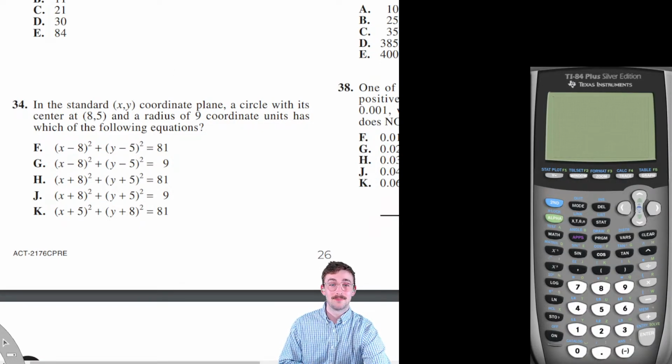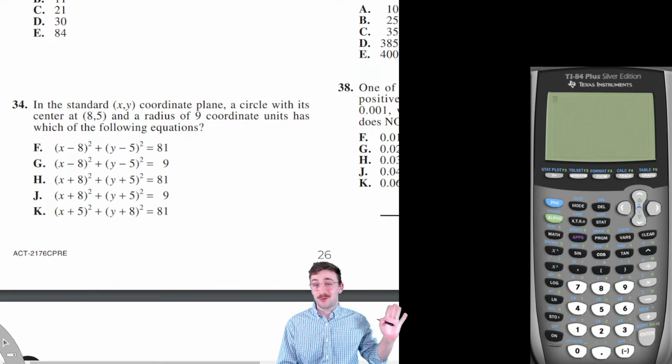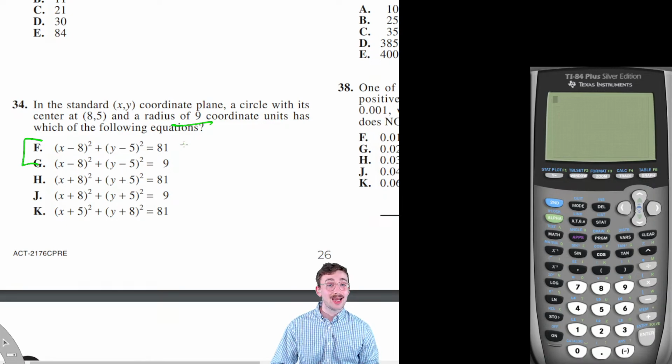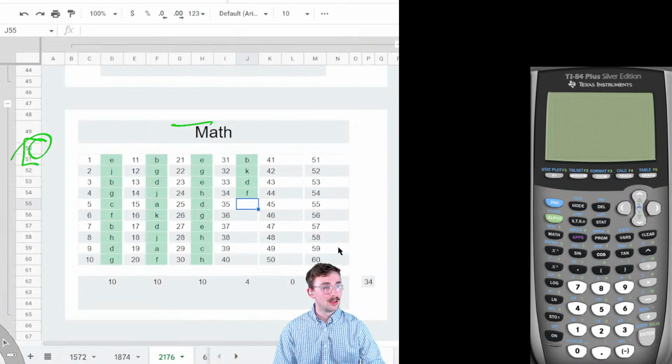Okay. There we are. So, yeah, this is a really straightforward problem. I'm not even going to write out the equation because, as I said, these are the harder problems. You either know it or you don't. You can Google this if you want, but I see a center of 8, 5, and what that means to me is that it should be -8, -5. So it's either going to be F or G. A radius of 9, the radius is squared in the formula, so it's going to be F. And boom, let's go ahead and check that answer. Done.